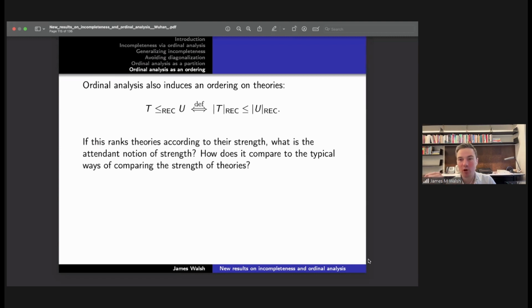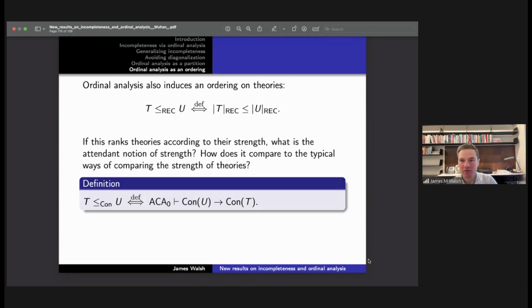So what are the typical ways that we compare the strength of theories? Well, there are two ways that pop up a lot, and that we're going to talk about today. One is called consistency strength. We're going to say that T is less than or equal to U in consistency strength if and only if ACA 0 proves that the consistency of U implies the consistency of T. So this is called consistency strength. T is less than or equal to U if ACA 0 proves the consistency of the big one implies the consistency of the small one.